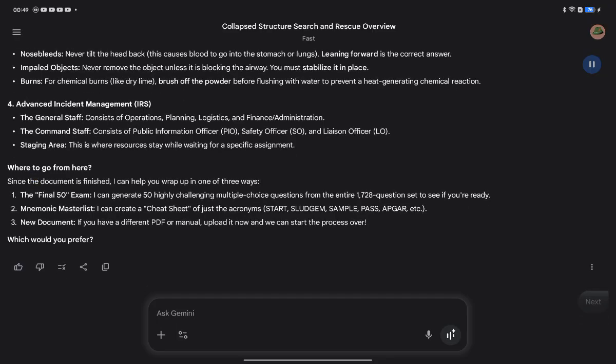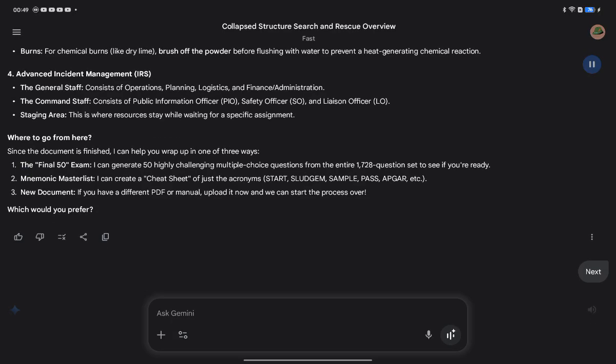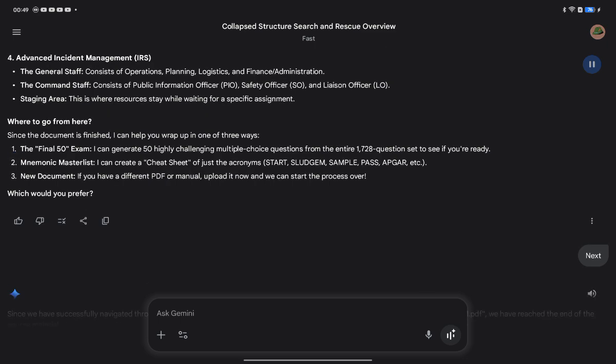4. Advanced Incident Management, ICS. The General Staff consists of operations, planning, logistics, and finance administration. The Command Staff consists of Public Information Officer, PIO, Safety Officer, SO, and Liaison Officer, LO. Staging Area. This is where resources stay while waiting for a specific assignment.